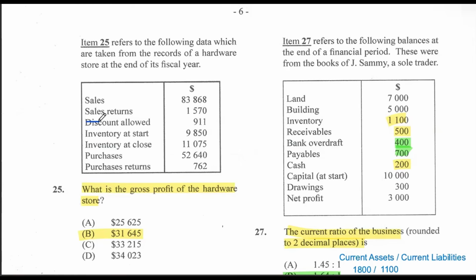Discount allowed doesn't play a part here because discount allowed is an expense and that shows up in the profit and loss part. But we are looking at the trading account part to show gross profit. So one more time, net sales, subtract cost of goods sold to give you gross profit. Now to get your net sales, sales less sales returns, and to get your cost of goods sold, it will be purchases less purchase returns, giving you net purchases, add that onto your opening stock minus the closing stock, and that will give you the cost of goods sold.